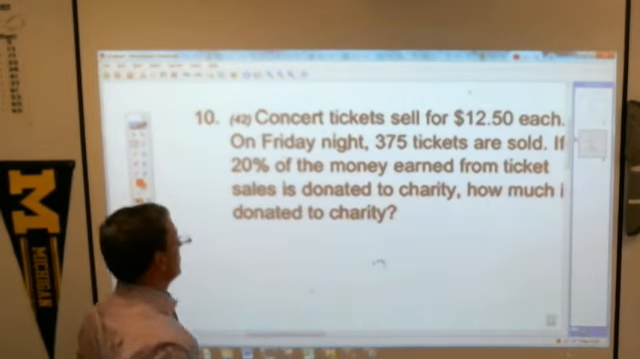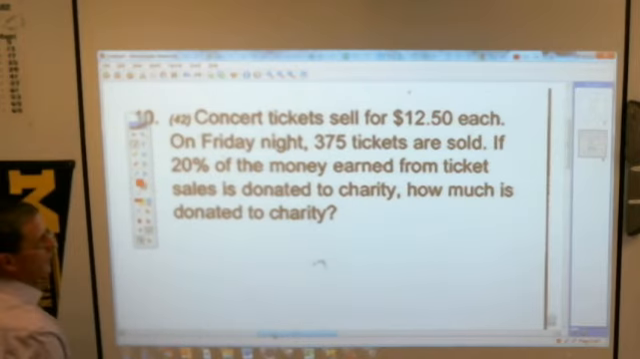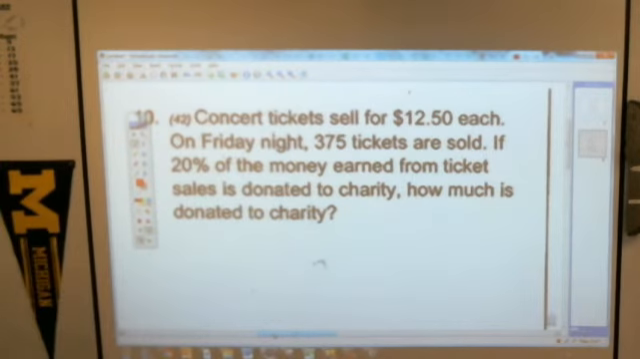Concert tickets sell for $12.50 each on Friday night. 375 tickets are sold. If 20% of the money earned from the ticket sales is donated to charity, how much is donated?